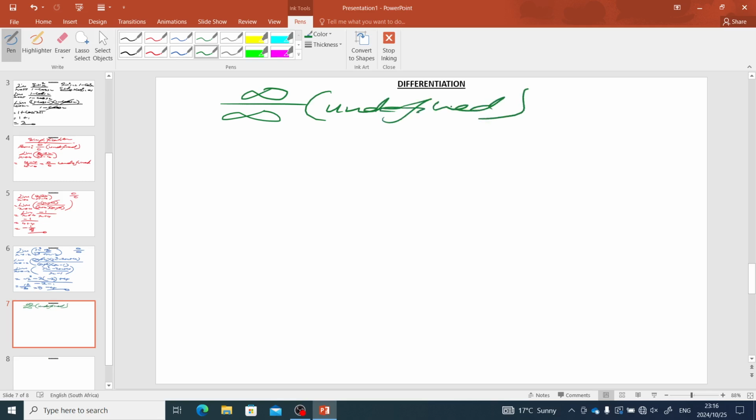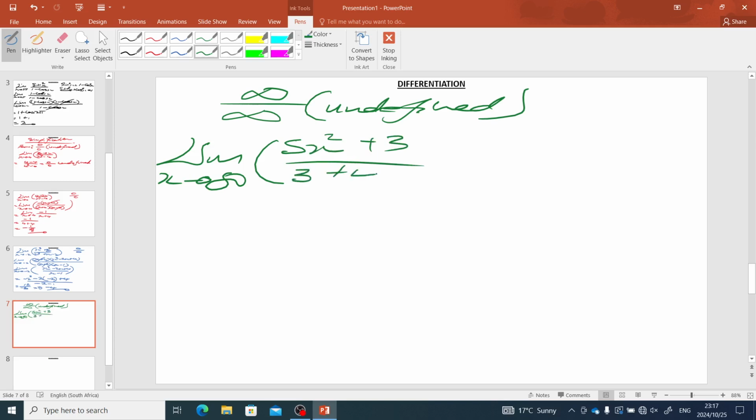Now, like I said on the previous one, you need to solve your limit by inspection. For instance, if you are given the limit as x approaches infinity of (5x squared plus 3) divided by (3 plus 4x squared). If I were to do the direct substitution here, you will realize that I will have infinity over infinity, and it will be undefined.